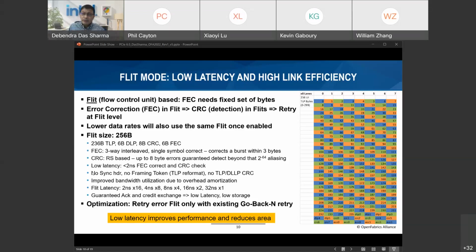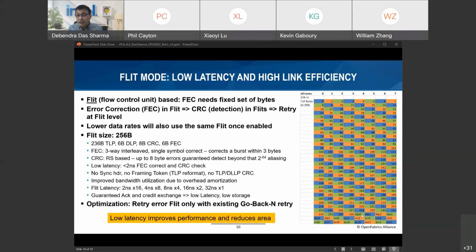And from an amortization point of view, we don't do things that we used to do in the past, like sync header, framing token, per TLP, per DLLP or per packet CRC. Because of that amortization, as you will see, even though we are spending these bytes on ECC and a much stronger CRC, we end up much better in terms of link efficiency. So those are the guiding principles that we have.